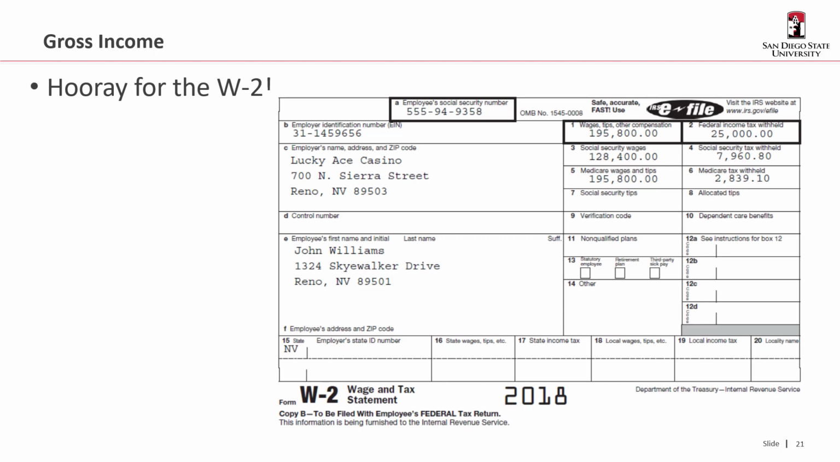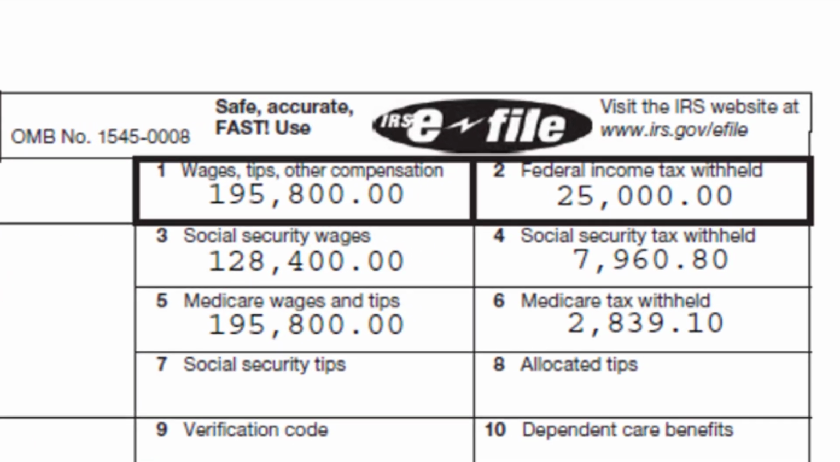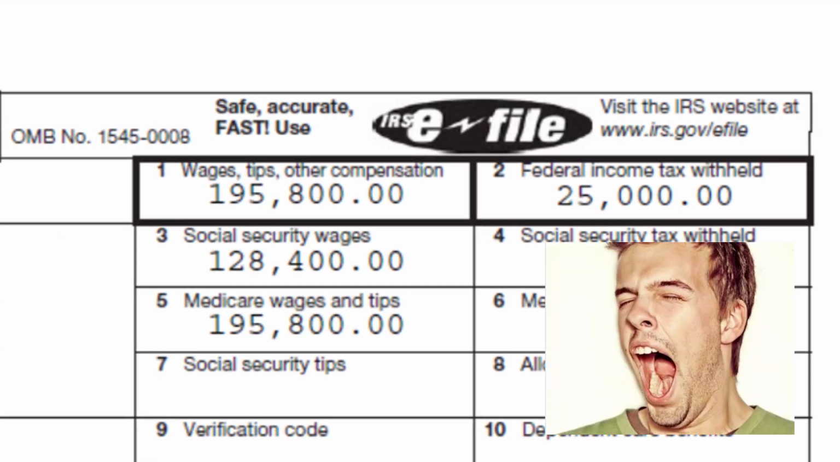Thank goodness for the W-2. So the W-2 is what your employer is required to prepare on behalf of all employees to report taxable income. So federal taxable income is listed in box 1. Social Security taxable income is in box 3. And Medicare taxable income is in box 5. And you can see in this example that they do not have to be the same.